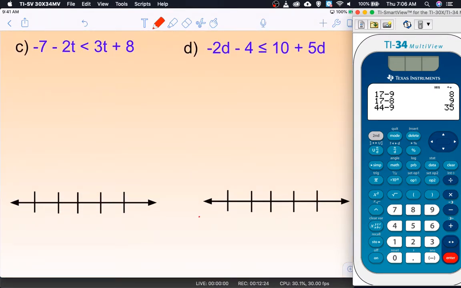Okay, these two are for you. If you go ahead and pause the video, take your time, do them on your own. When you're ready to continue, hit play, and we will go through them together.